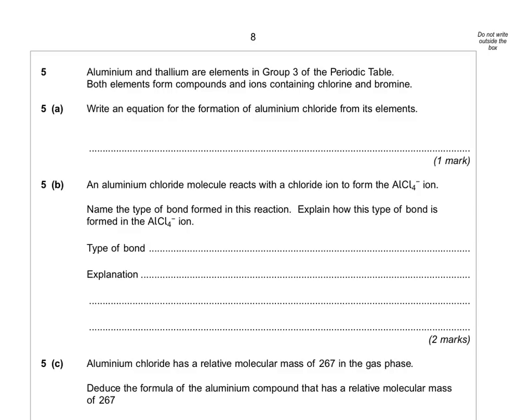Aluminium and thallium are elements in group 3 of the periodic table, both elements form compounds and ions containing chlorine and bromine. Write an equation for the formation of aluminium chloride from its elements. So you've got aluminium as one element, Cl2, chlorine for the other element, and then aluminium chloride. It's in group 3, so it just needs 3 chlorines to complete it. Well, it can only share 3 more electrons, so AlCl3 is your formula for that. So you can put 2, 3, and 2 to balance that.